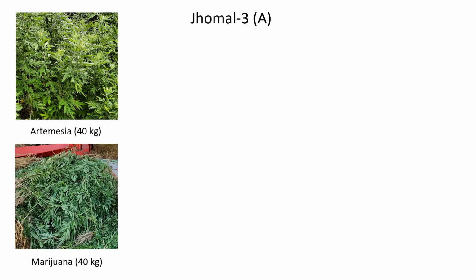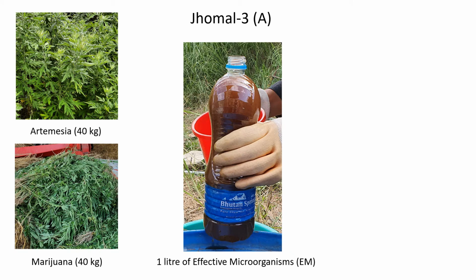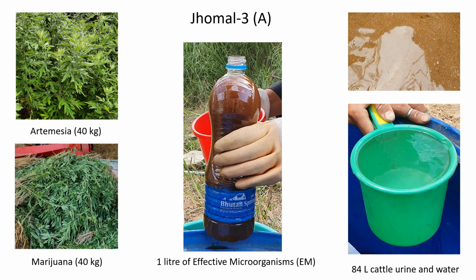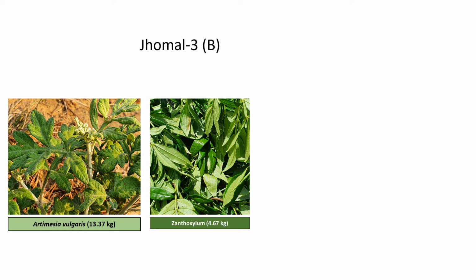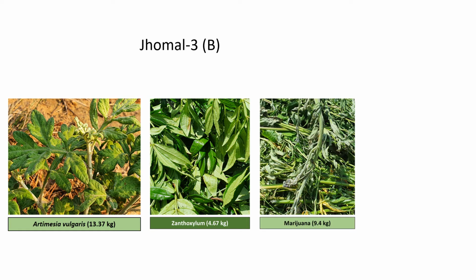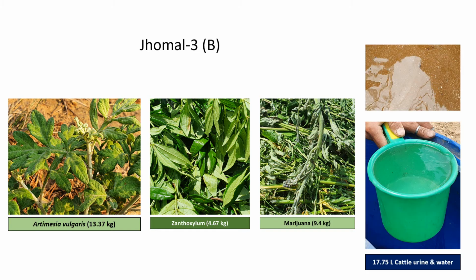Jholmal 3, Type A. The green plant materials used were Artemisia and marijuana at 40 kg each, 1 liter of secondary effective microorganisms, and 84 liters of cattle urine and water each. Jholmal 3 Variation B. Artemisia vulgaris at 13.37 kg, Centoxylum at 4.67 kg, and marijuana at 9.4 kg, with 17.75 liters of cattle urine and water each.